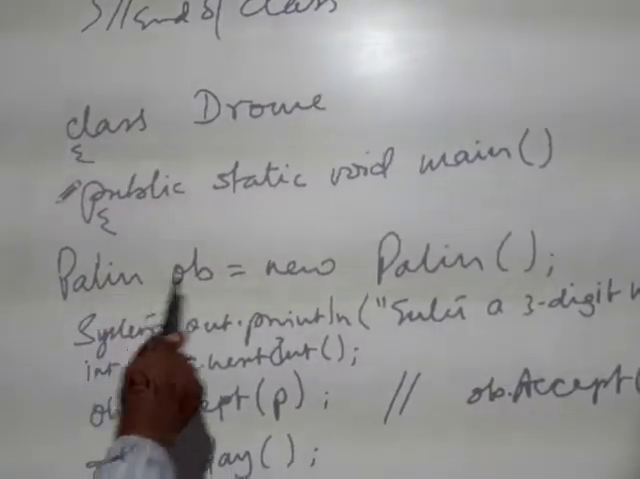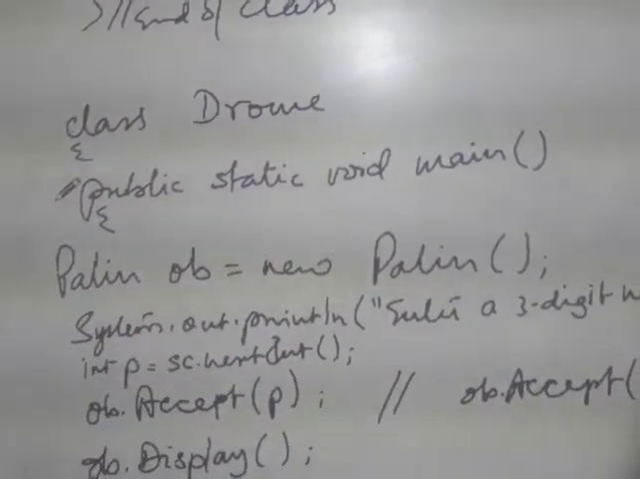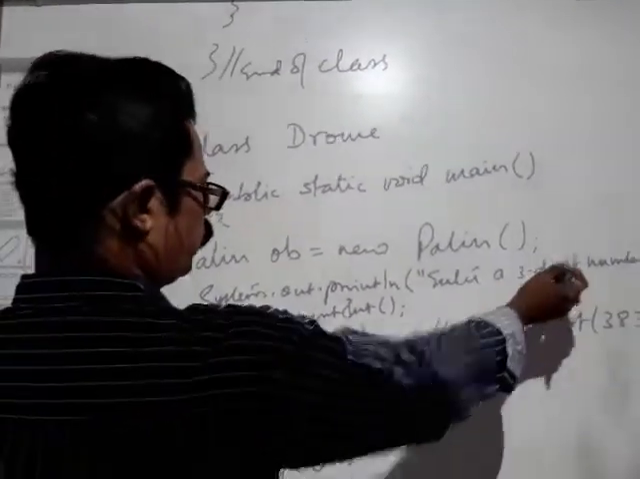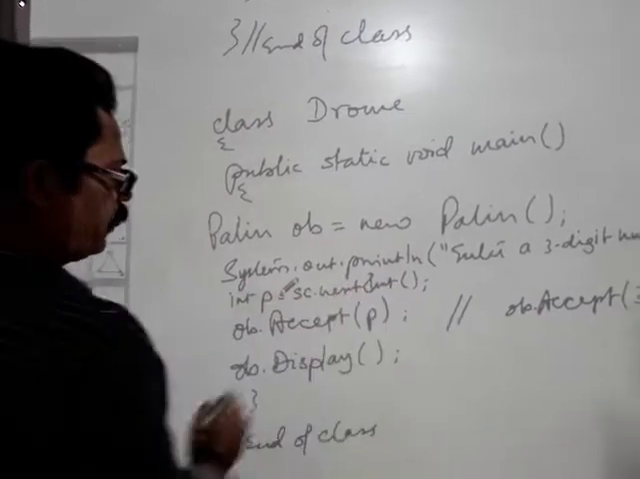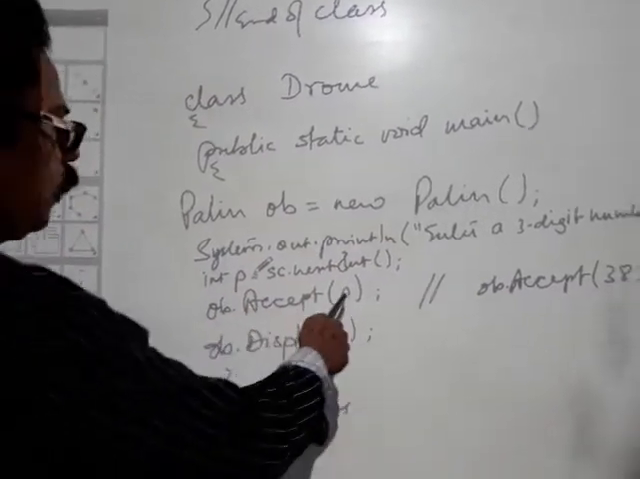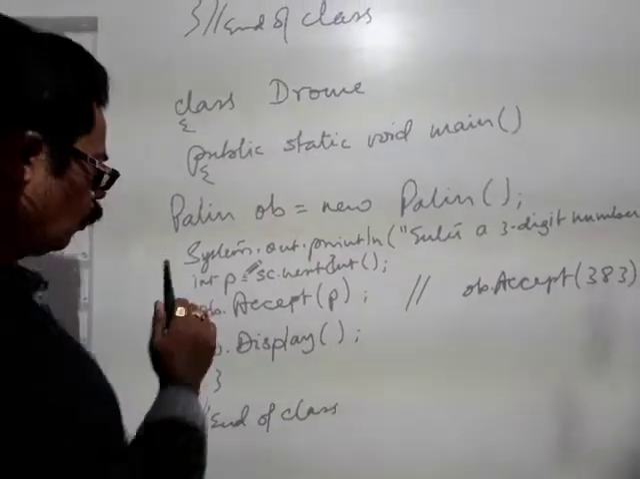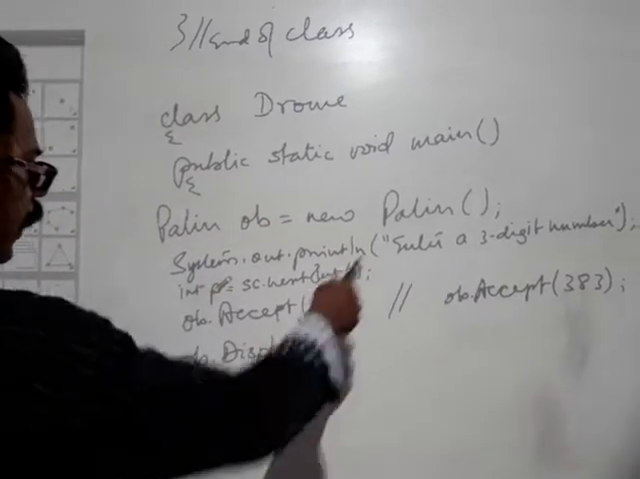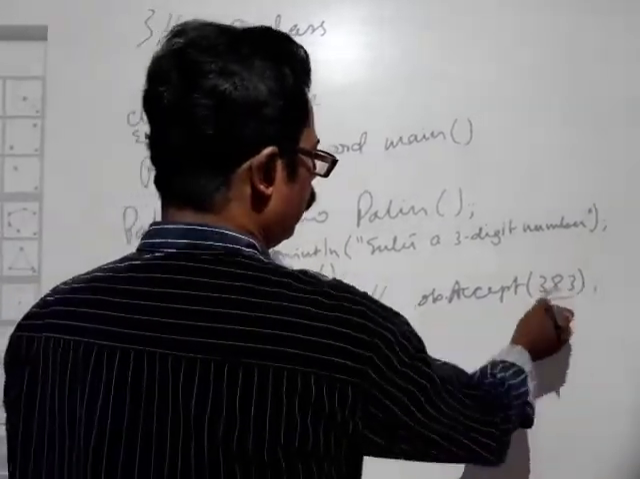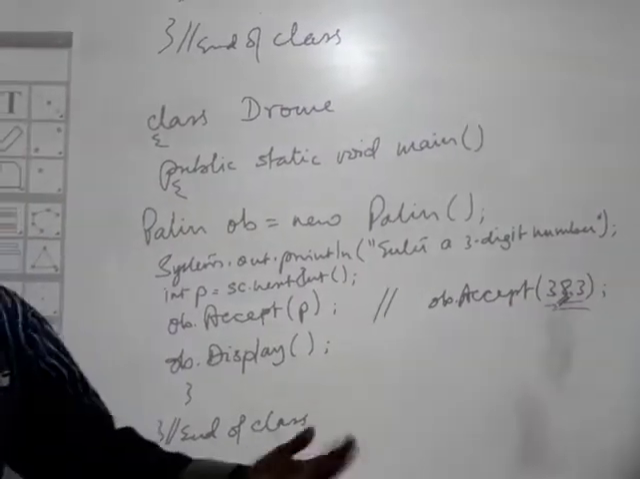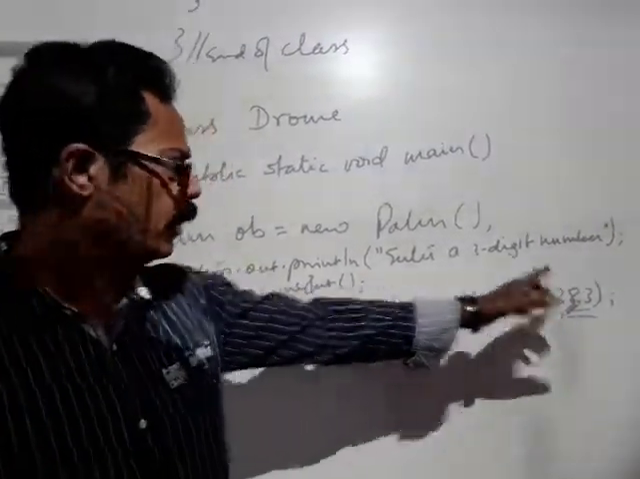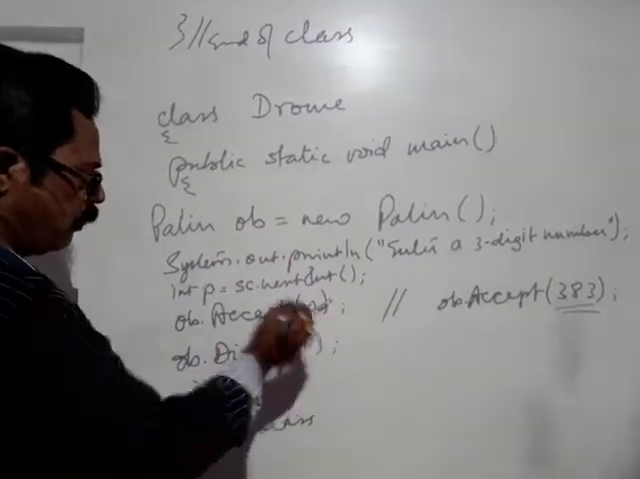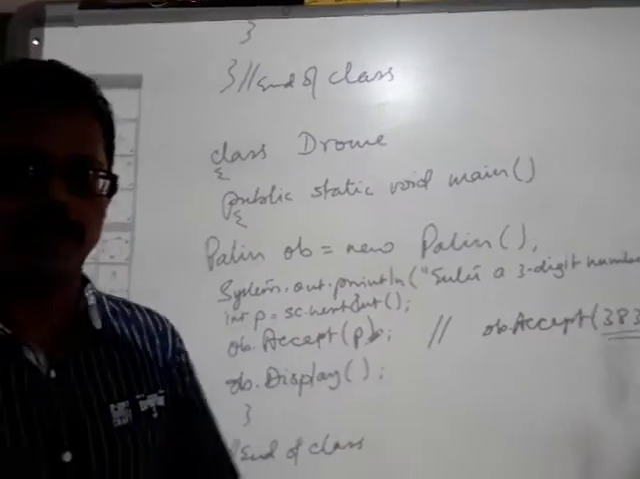And then what happens? Palin ob = new Palin(); call the class, create an object of the class that you are going to implement. Okay, the functions. You enter a 3-digit number, int p = sc.nextInt(), and since accept is with argument and without return, ob.accept(p), that is here. Now instead of writing this, I can simply write ob.accept and write any number of your choice. This also can be done. If you want to pass an actual parameter as a variable, you accept the value in the variable and pass the variable as an actual parameter.